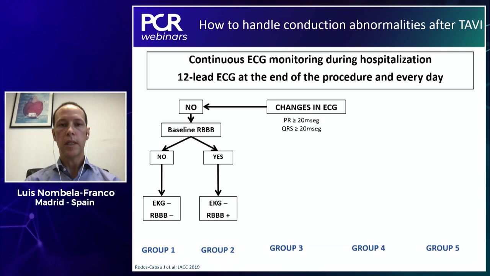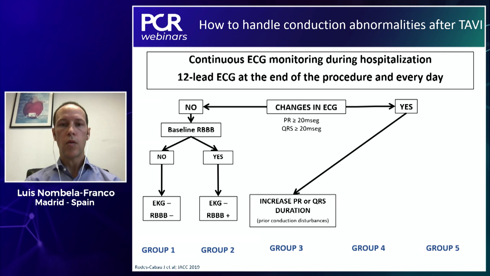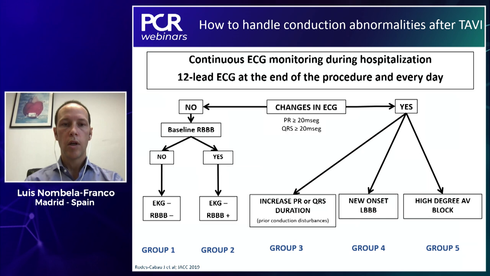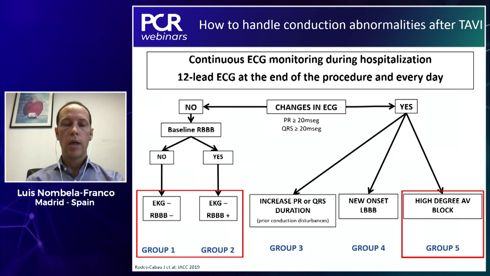Then group three are the patients that have an increase in the PR interval or the QRS of more than 20 milliseconds. Then group four is the new onset left bundle branch block. And group five are the patients that have a high degree AV block. Of course, group one and group five are the easier to manage, and groups three and four are the gray zone, with more questions about how to handle these patients.